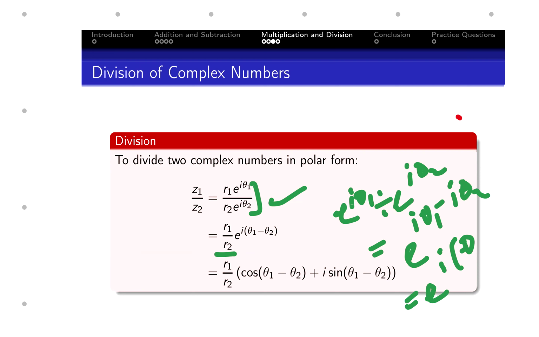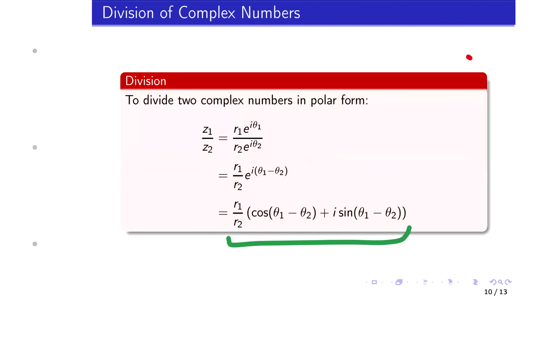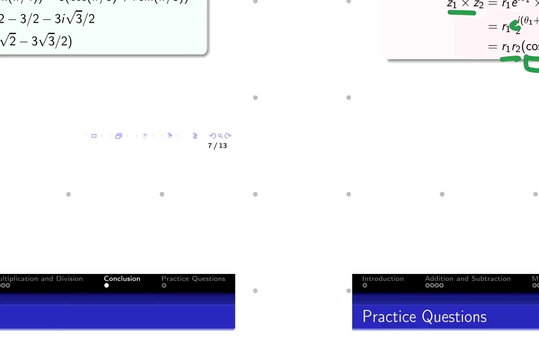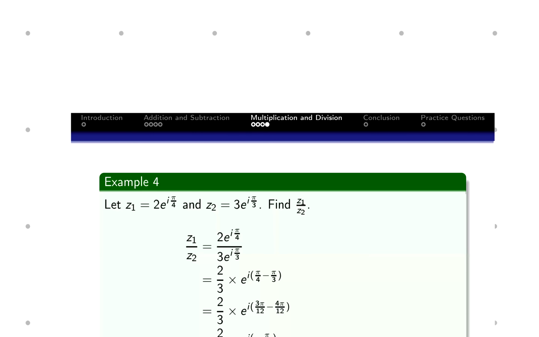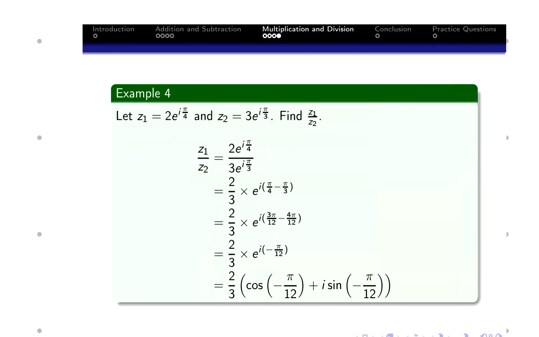And then going from what you've always had, you can write that as r1 over r2 into (cos(θ1 minus θ2) plus i sin(θ1 minus θ2)), like that. So with this now, you can actually solve problems if you need to divide complex numbers. So here you have this same set of Z1 and Z2, same Z1 and Z2, like that. So we want to find Z1 over Z2 now.